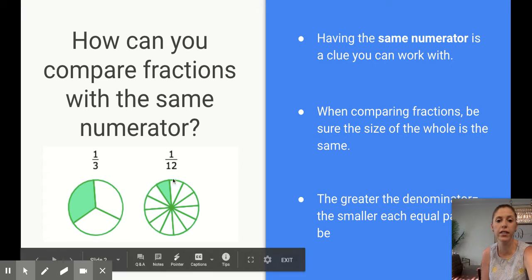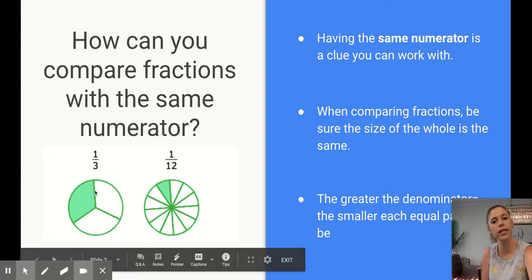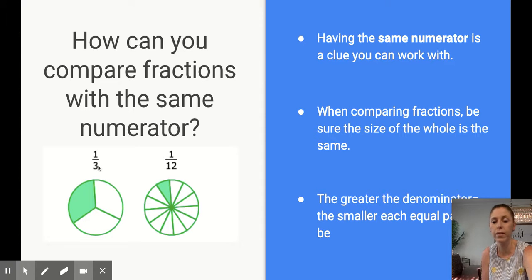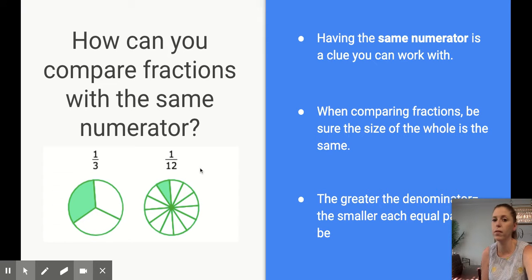And then the greater the denominator, the smaller each equal part will be. So if you look right here, this model is divided into 12 equal parts. And in this model, it's divided into 3 equal parts. I can see that the smaller my denominator, the larger my pieces are. And the larger my denominator is, the smaller my equal pieces are. So that will help you compare as well.